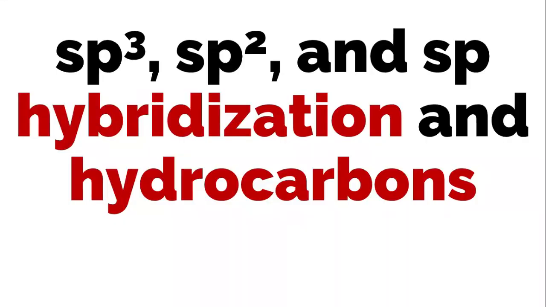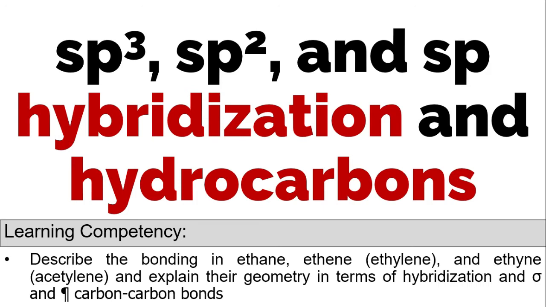In this video, we're going to talk about hybridization and the hydrocarbons. The learning competency here is to describe the bonding in ethane, ethene, also called ethylene, and ethyne or acetylene, and explain their geometry in terms of hybridization and sigma and pi carbon-carbon bonds. It sounds so complicated, but we're going to get through this.